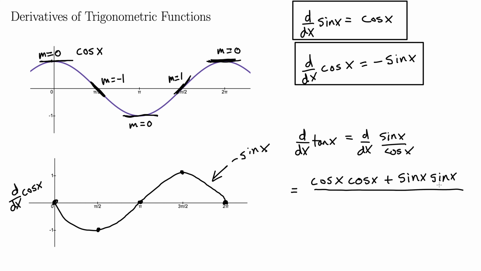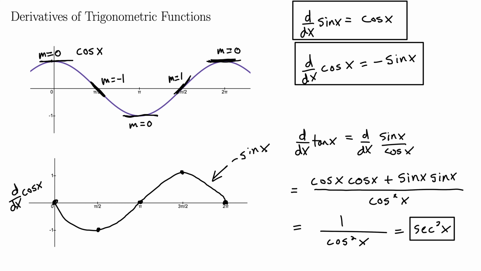That's just the one version of the quotient rule. Over the square and away we go. Cos squared x. Okay, well up top we have essentially sine squared plus cos squared, which we know from the Pythagorean identity is 1. And 1 over cos squared x is actually secant squared x. So there is our derivative of tangent, secant squared x.